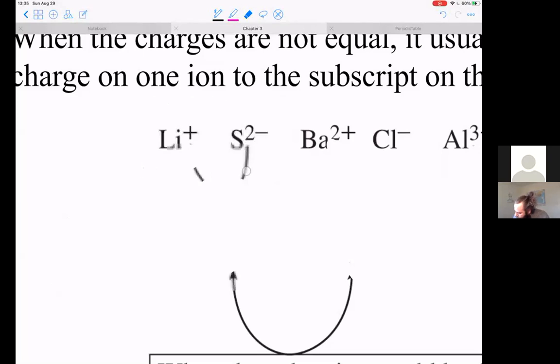And there's an even simpler way to do this that they teach you, which is you take the charge of the 1 ion and bring it down, and that becomes the subscript of your compound. And we do the same thing on the other side, but we don't write the 1 here, right? If it's a 1, we just leave it off altogether.